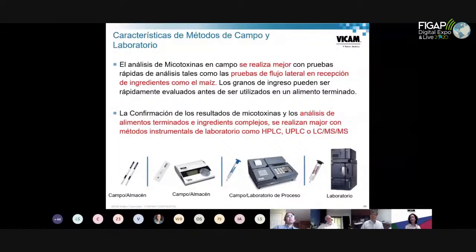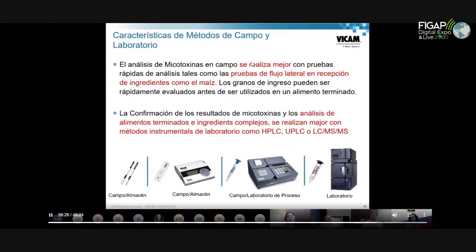G2. And the laboratory instrumentations will give you an individual result for the B1, B2, G1, G2.